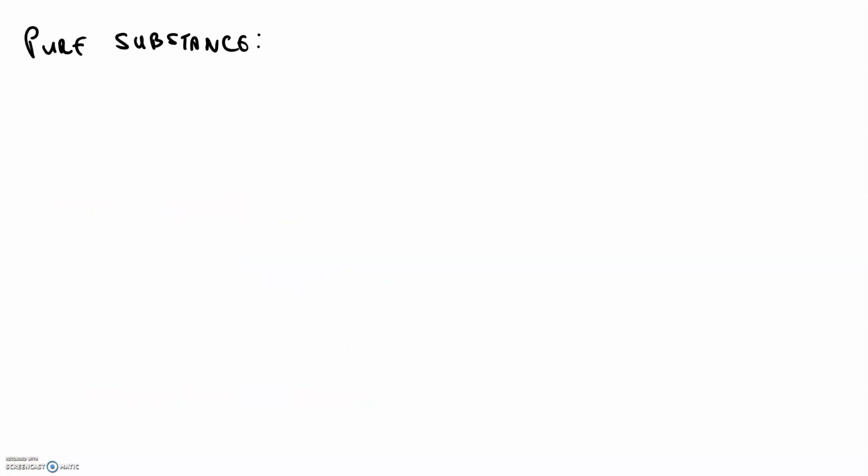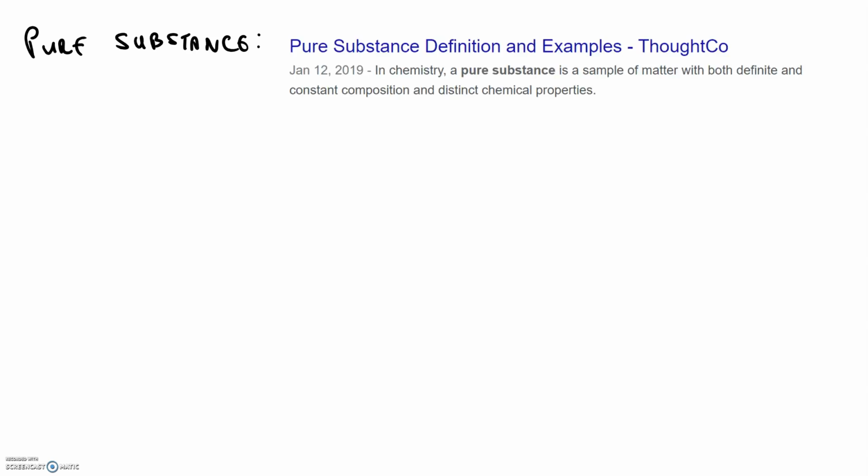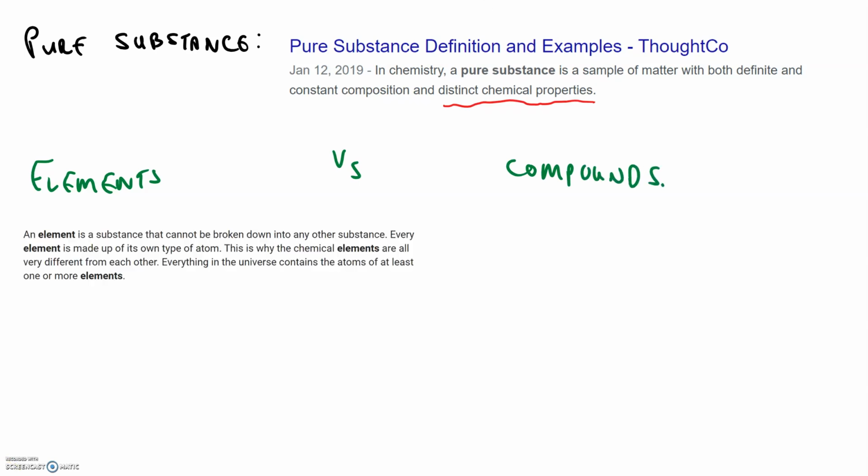So let's start off with what we're going to call a pure substance. And according to the Googles, a pure substance is a sample of matter with both definite and constant composition. And look at this, distinct chemical properties. So we're going to break this down into two groups. Elements versus compounds. Let's start off with elements.